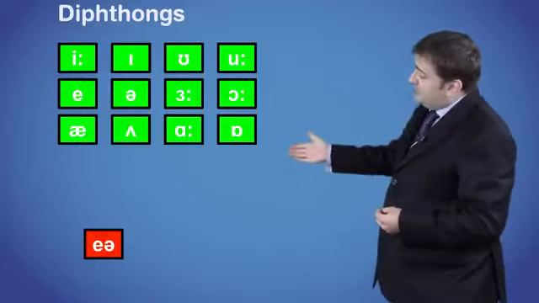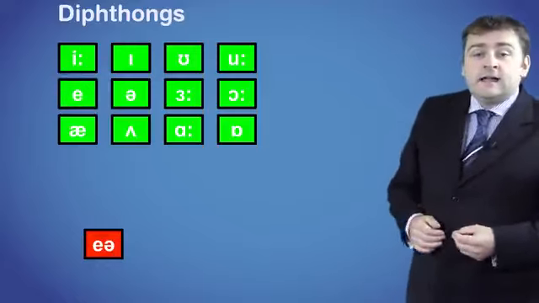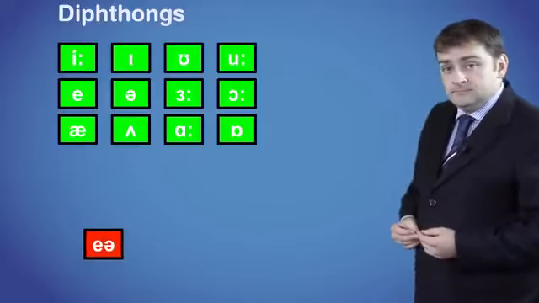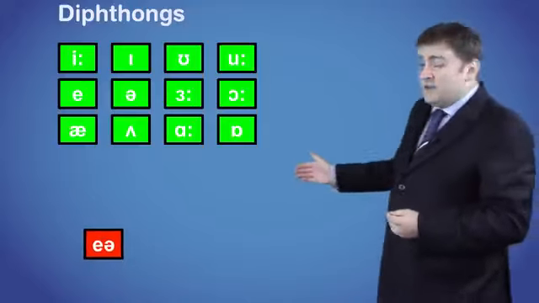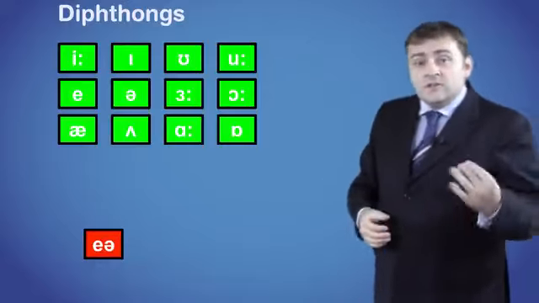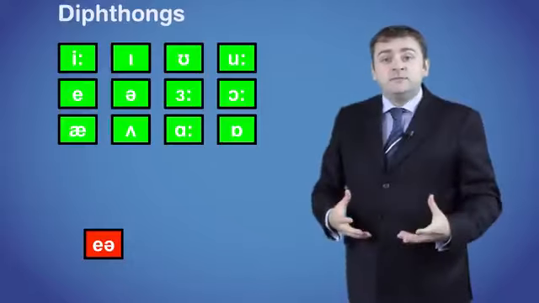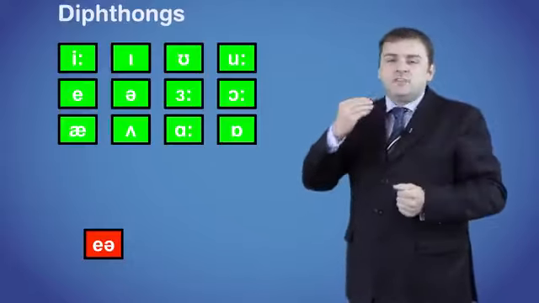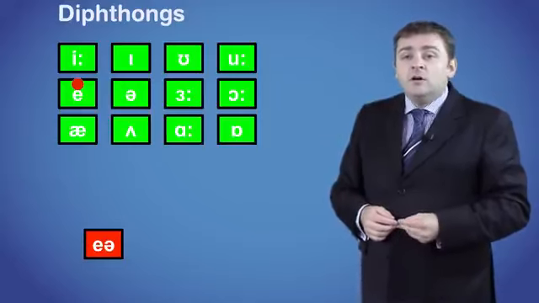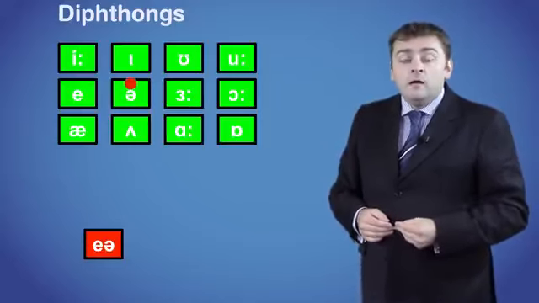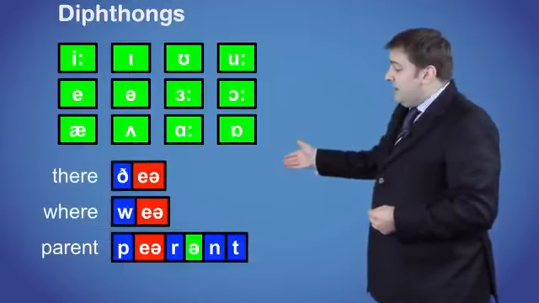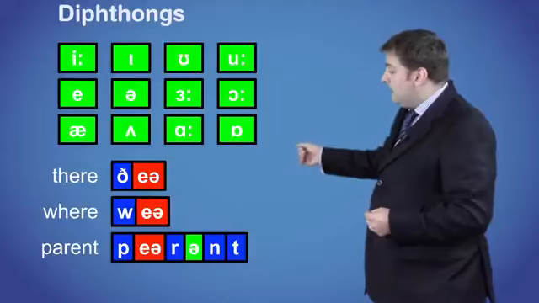Now we have a combination of e and schwa, air. This time both the vowels are on the same row, so the mouth doesn't open or close. The main difference is the shape of our lips and the origin of our sound in our throat, starting on the e and finishing on the schwa. As in the words there, where, and parent.